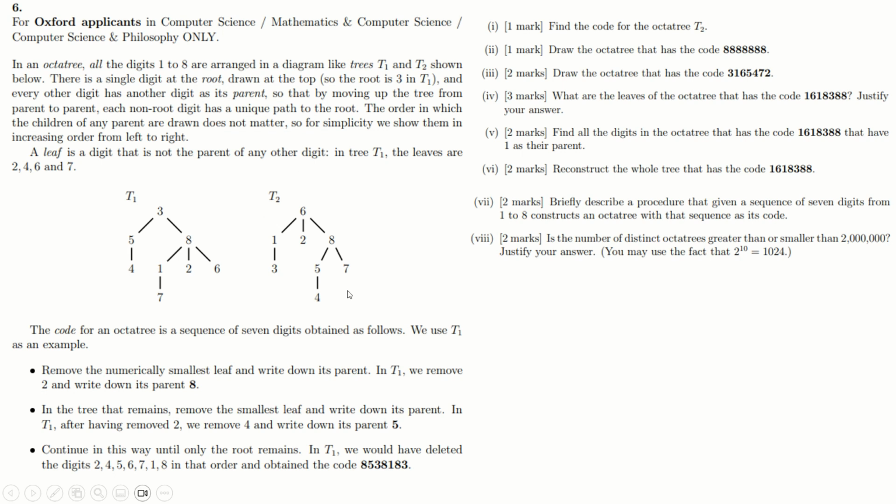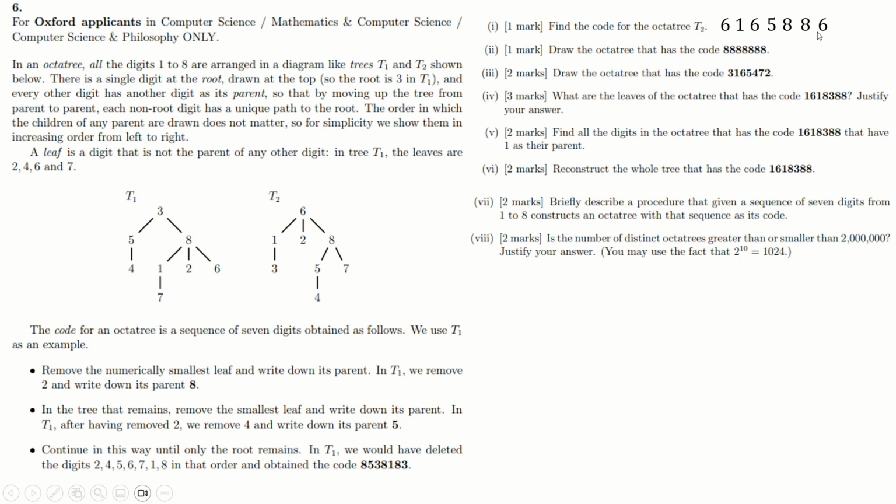Firstly, we can just do it with T2, I guess. So smallest leaf is 2, so delete it, write down 6. Then the smallest leaf is 3, delete it, write down 1. Then the smallest leaf becomes this 1 after this has been deleted. You write down 6 again. Then the smallest one is 4, delete it, write down 5. Then 5, write 8. Then 7, write 8. And then 8, write 6. And this will be the code.